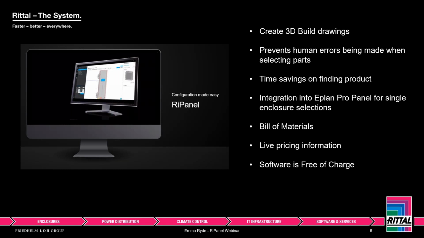So at the moment, if you have ePlan Pro Panel, we can't bring in the beige sections. We are working on that at the moment because this software is constantly evolving, they're constantly updating it. So if you're doing single panel configurations, you would also get the downloadable ePlan Pro Panel link. So if you built it in the RiPanel system, you can then open that up in ePlan as well.